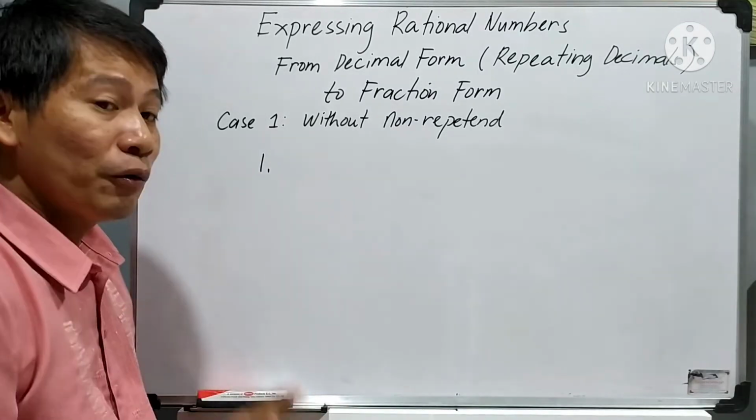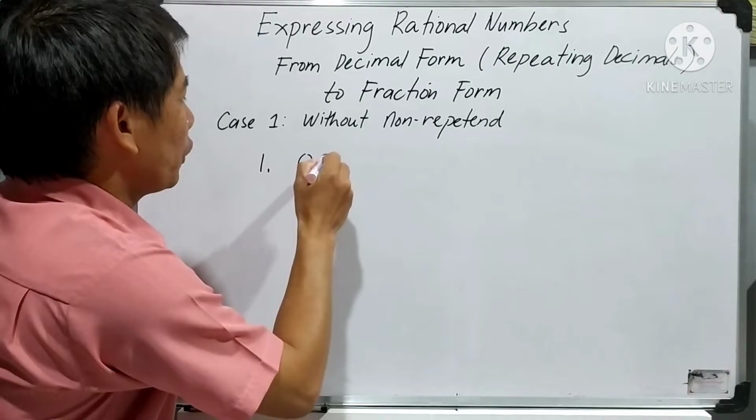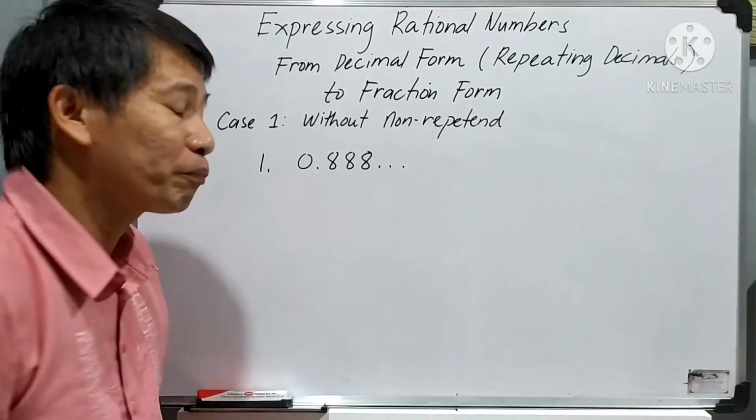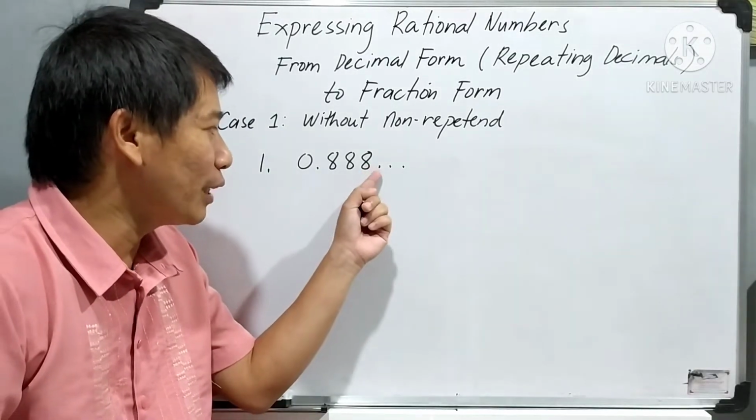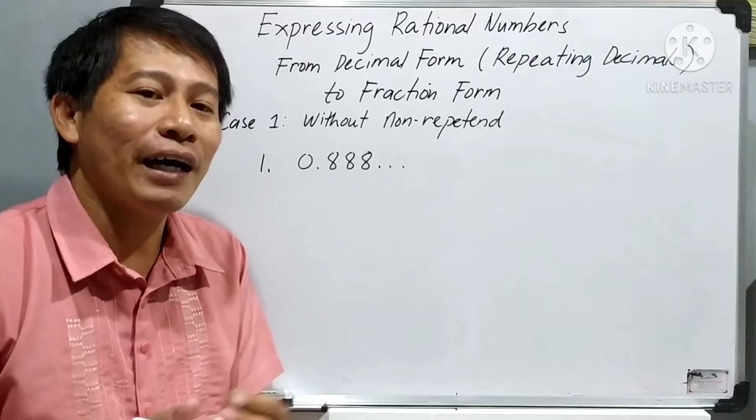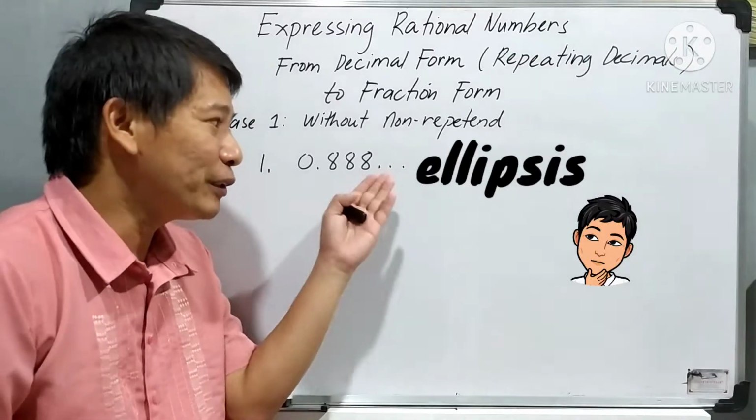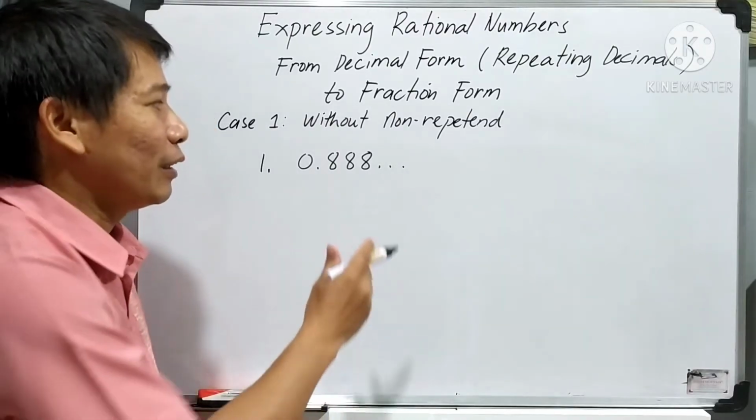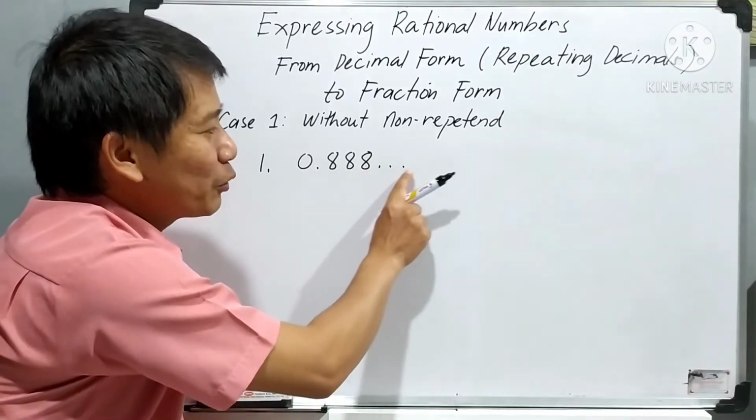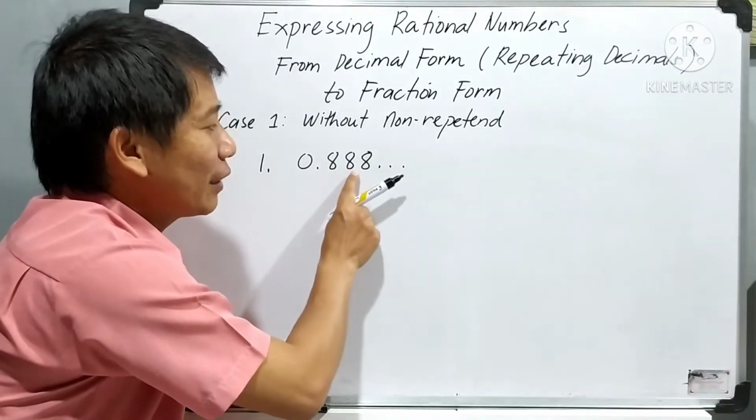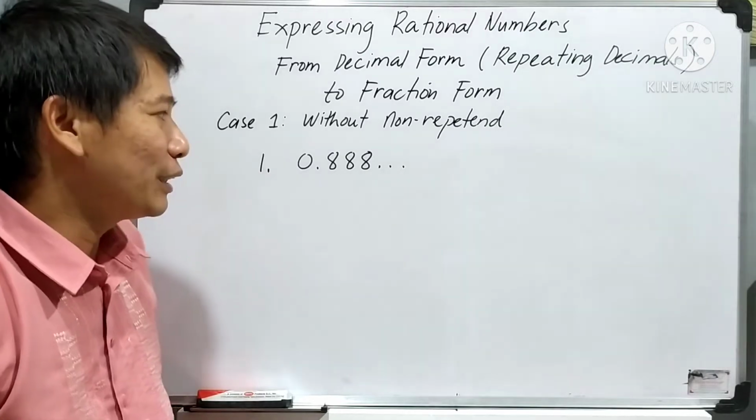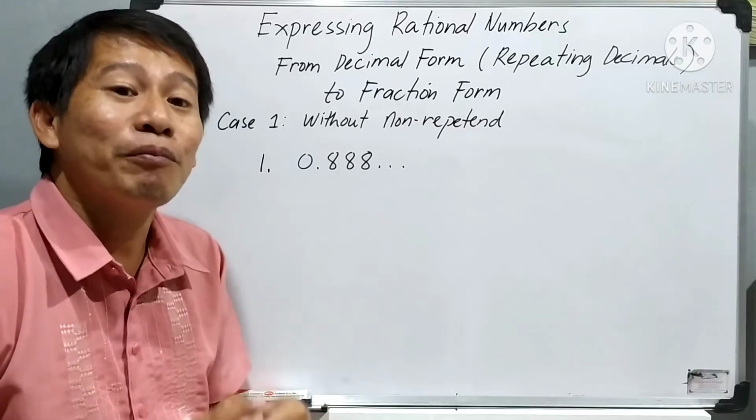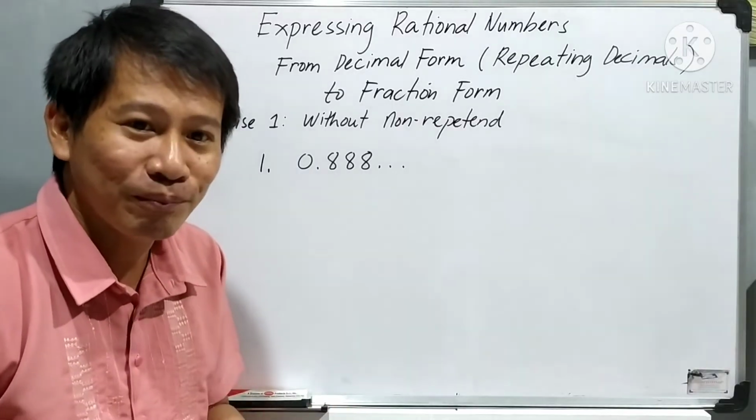So, suppose we have here 0.888 and so on and so forth. So, ito pong nakikita niyong tatlong dots dito, ang tawag po dyan ay ellipsis. So, ang ellipsis po ay ginagamit in a repeating decimals to indicate that it's continuous. So, walang katapusan yan. Pero paulit-ulit lang siyang 8. So, in other words, in our example here, ang 8, yun ang ating repeating digit. So, that is the repeated po.